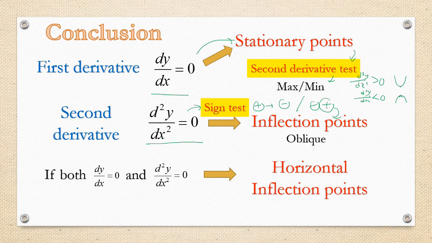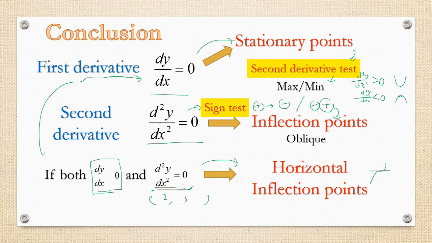Okay. Let's say I find a point by doing second derivative equals 0, and the coordinate of this point is exactly the same as this point. Let's say I have the point 2, 3. At this point, the first derivative equals 0 and the second derivative also equals 0. This tells me that the point is an inflection point. But the first derivative tells me that the inflection point is a horizontal inflection point. Okay, don't worry. Let's take a look at examples.